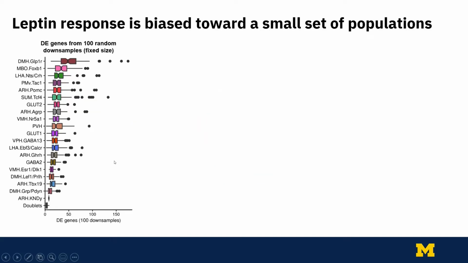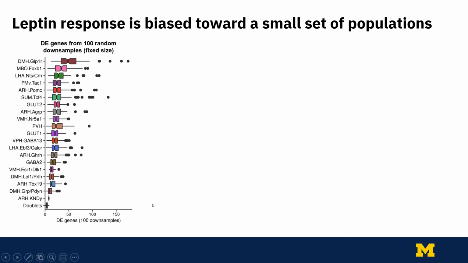So we next wanted to know which populations have the most differentially expressed genes. And to control for differences in cluster size, we measured differential expression from 100 random downsamplings of the data to keep each single population the same size. And what you see here is that, again, this high leptin receptor population that expresses the GLP-1 receptor has the most differentially expressed genes in the vast majority of its downsamples. However, again, POMC and AGRP are up there, but there's also a variety of other leptin receptor populations that are robustly regulated by acute leptin.